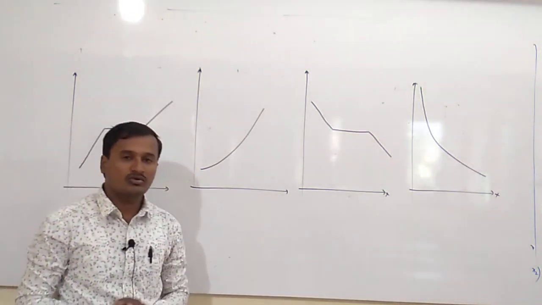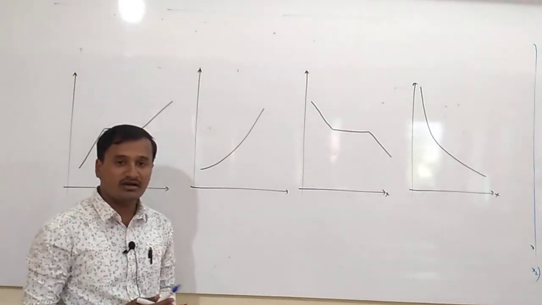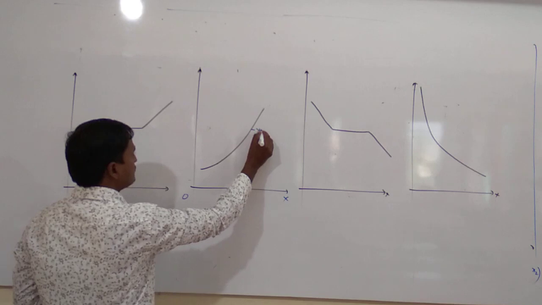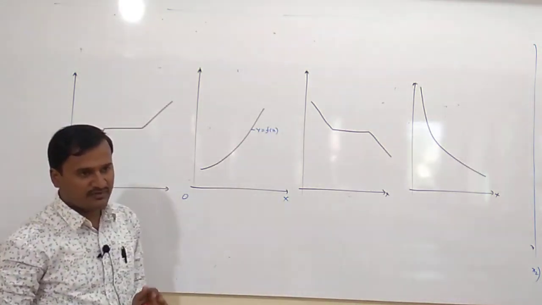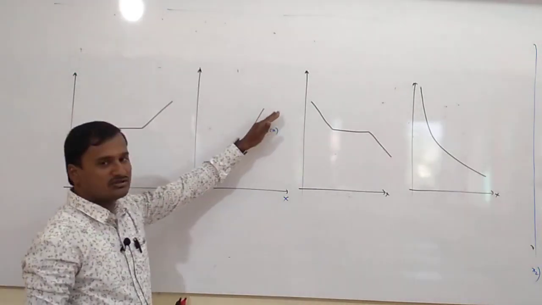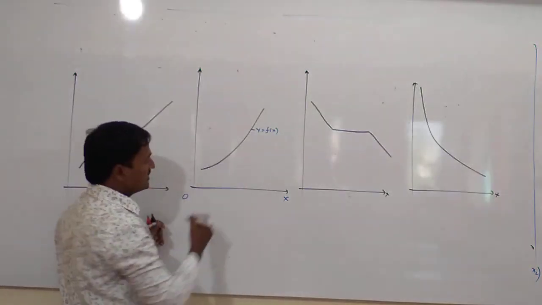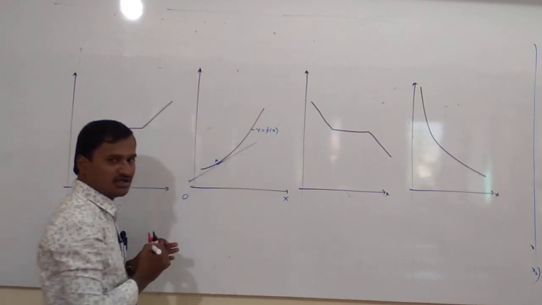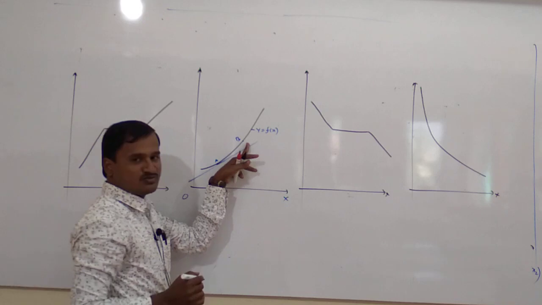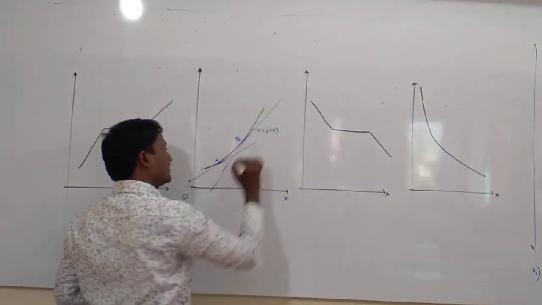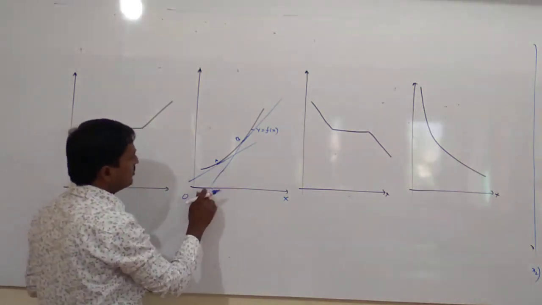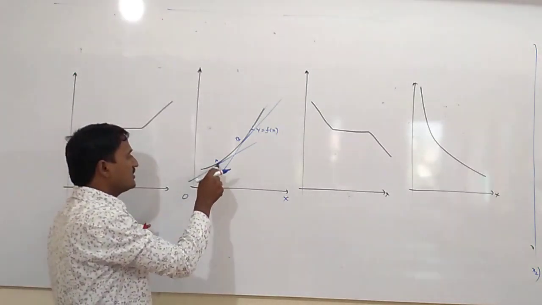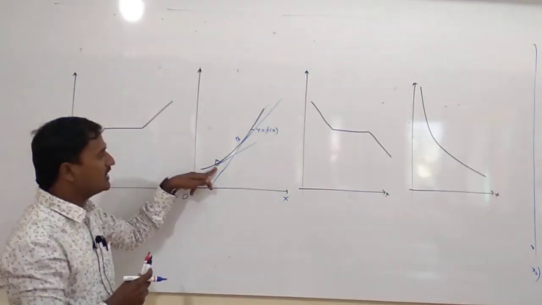Now let us see how derivatives are used to say the given function is increasing or decreasing. Here, for this graph y is equal to f of x, if I want to draw a tangent at any point on this curve, suppose at this point A, I get the tangent like this. Similarly at this point B, I get the tangent like this. And at one more point, I get the slope of the tangents.